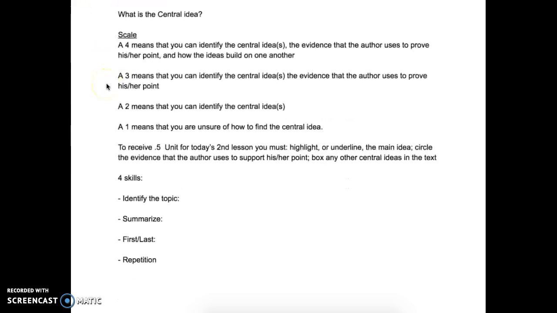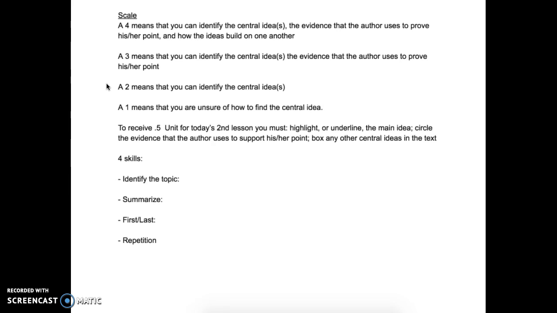You should recognize the scale here. The scale has been common every time that we have done a Tuesday Newsday. If you are at a 4, it means you can identify the central ideas, the evidence that the author uses to prove his or her point, and how the ideas build on one another. A 3 means that you can identify the central idea and the evidence that the author uses to prove his or her point. A 2 means that you're getting the central idea, but you're missing the evidence piece. And a 1 means that either you've got the wrong central idea or you're unsure of how to find it based on what you wrote on the worksheet attached to the article.